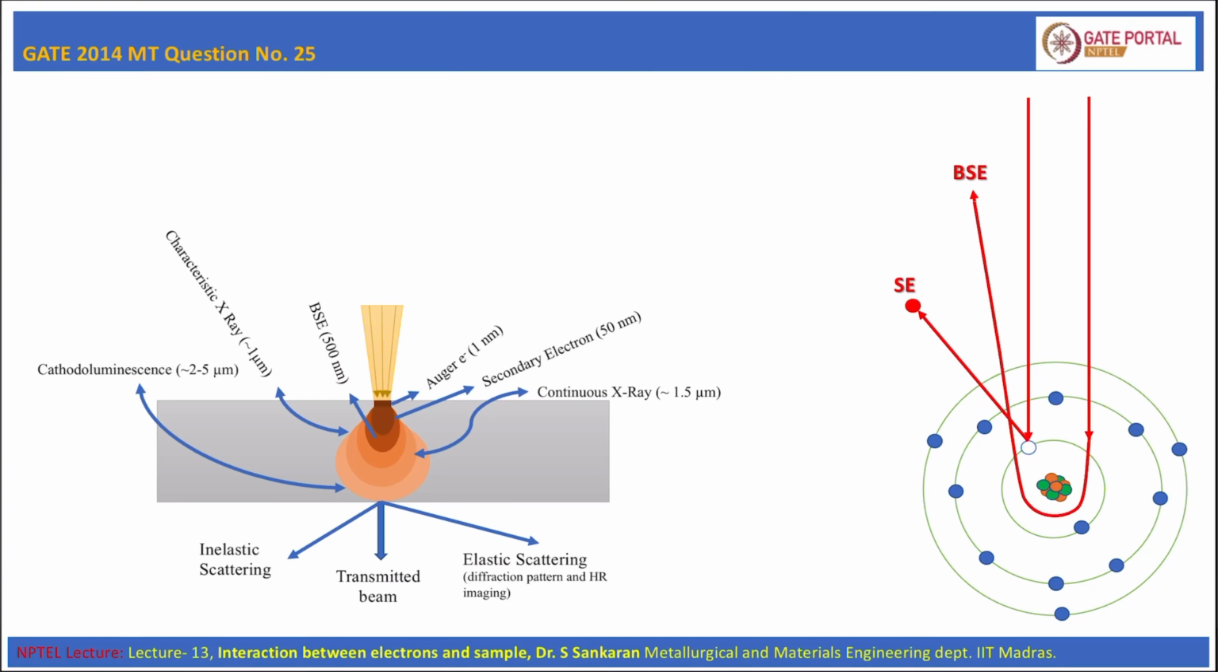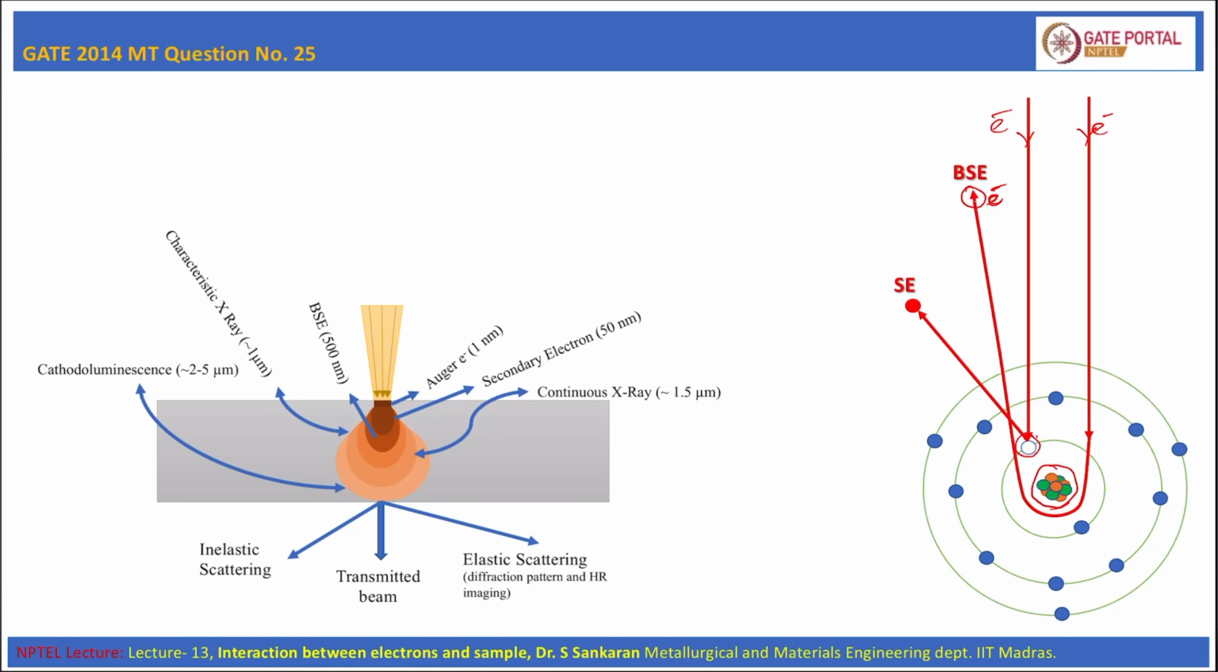So this is the incident electron beam. When it is interacting with the atom, it has two options: either it can interact with the nucleus or it can interact with the electron. When this incident electron is interacting with the nucleus, because of the higher positive charge of the nucleus, the incident electron beam changes its trajectory and it comes out as a backscatter electron.